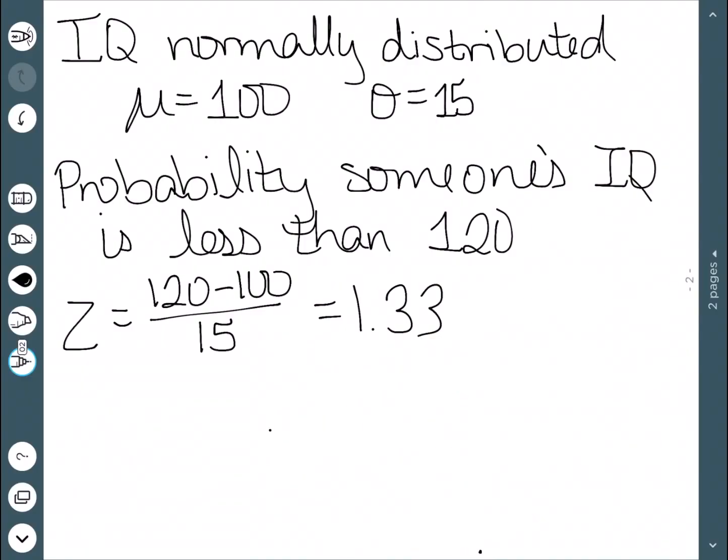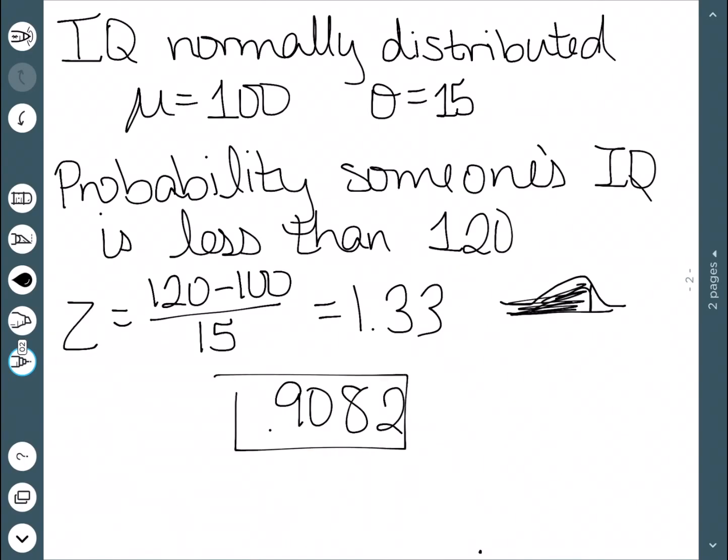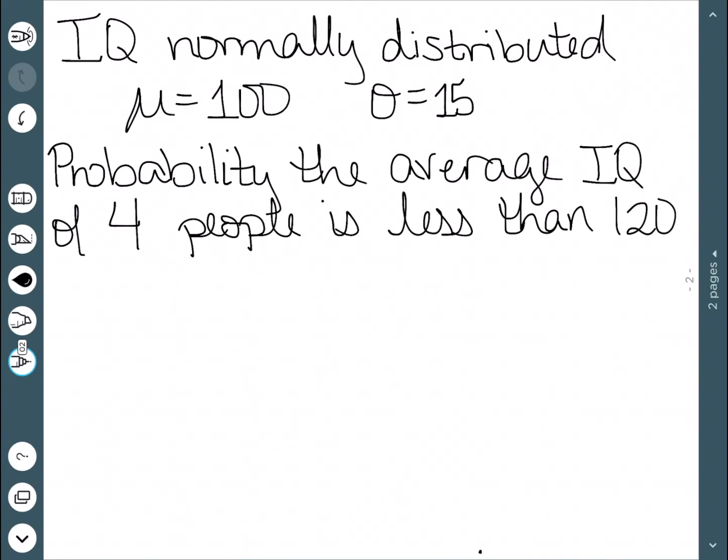So this probability, 0.9082, since we were looking at the probability that this was a less than, we do have that it's shaded to the left, so this is our probability. This is exactly what we've been doing. So how does the central limit theorem change things? This time, I want to know what the probability that the average IQ of 4 people is less than 120. So I'm no longer dealing with a single person. Instead, I'm dealing with, in this case, a group of 4.